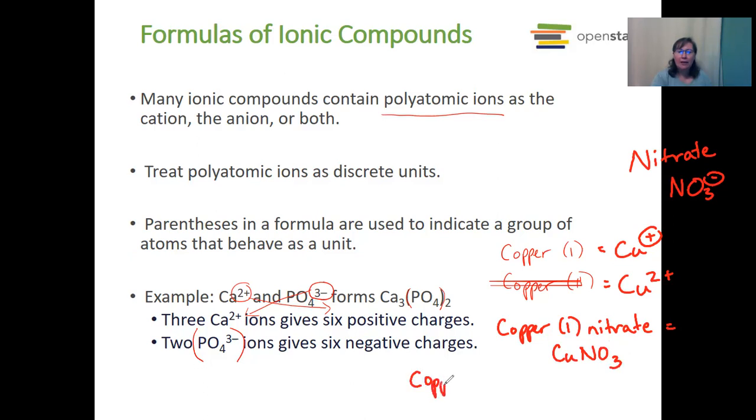And copper 2 nitrate, well, now we have that 2+, so we need two nitrate units. This becomes Cu, and now we need to show that there are 2 nitrate units: Cu(NO3)2.